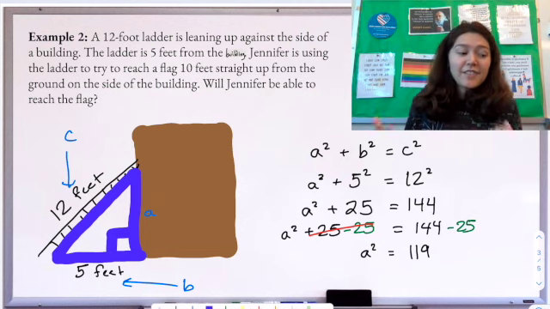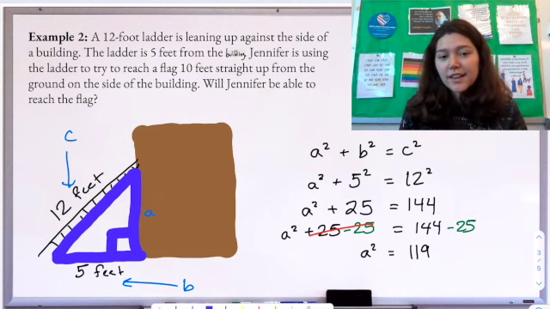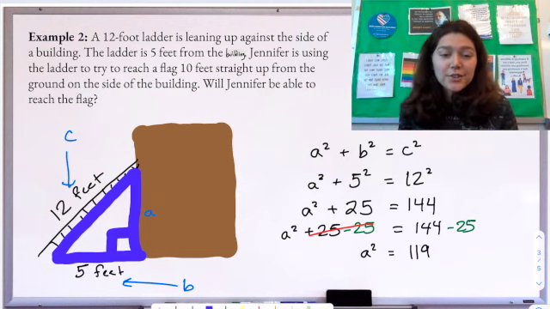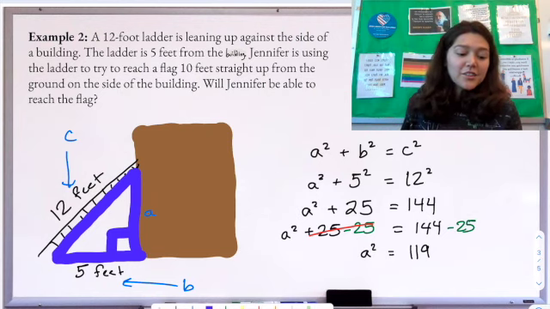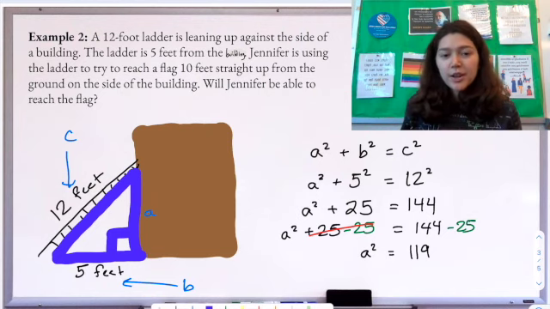Now again, I have A squared equals 119. I want to get A though. So how do I undo that squaring? What's the inverse operation of squaring?